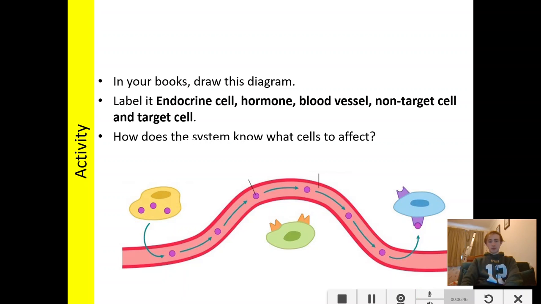So have a couple of minutes for that, maybe 3 or 4 if you're a slow drawer. Again, please don't make it an artwork, and pause me, do this task, and I'm going to give you the answers when you unpause me.